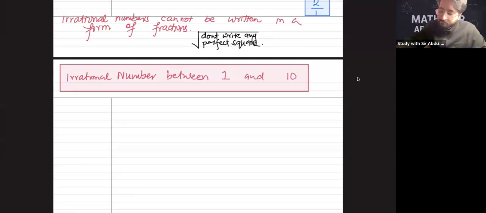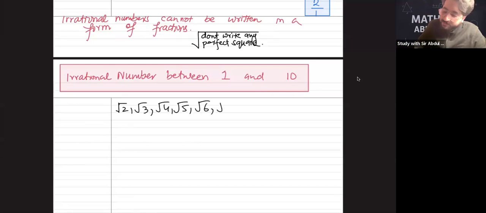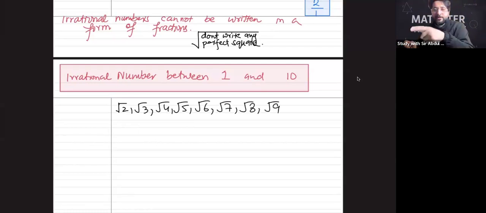Sorry guys. So it's a square root. Let me write all of them. Square root 2, square root 3, square root 4, square root 5, square root 6, square root 7, square root 8, square root 9. So for irrational numbers between 1 and 10, I wrote everything. Now remember one thing. Square root 4 is out because square root 4 equals 2. Square root 9 is out because square root 9 equals 3. So the irrational numbers are square root 2, square root 3, square root 5, square root 7, square root 8, but not square root 9.